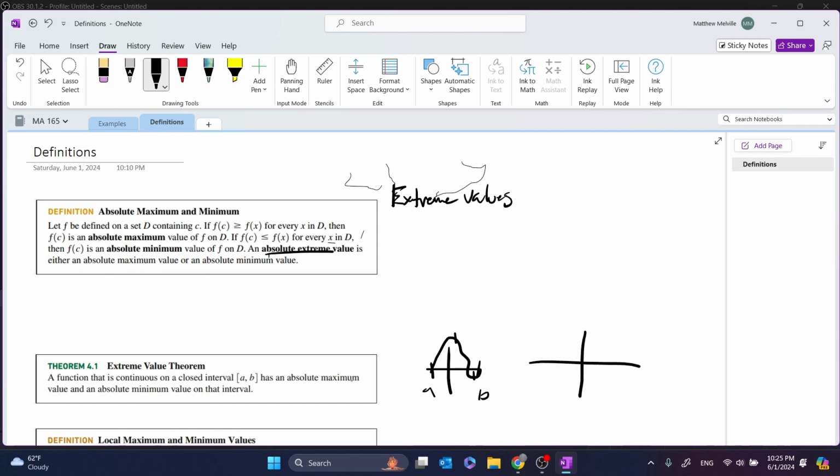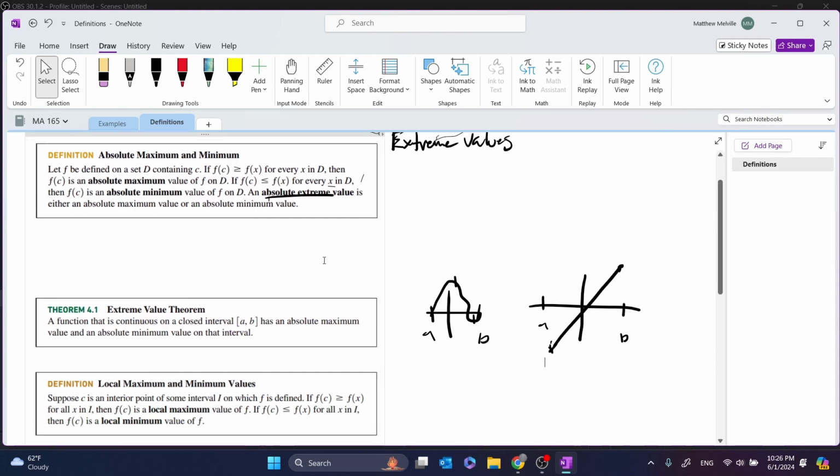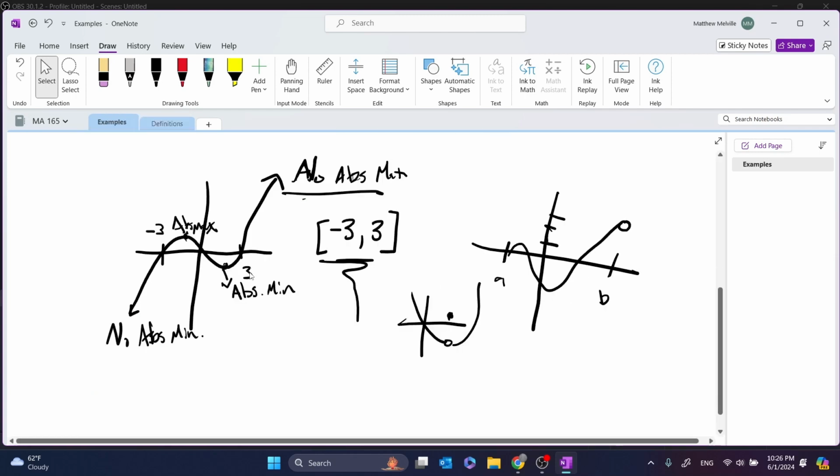Sometimes it'll look something like this. So the endpoints are your maximums or minimums. Okay, so these are absolutes, like the biggest things in the whole interval or the whole graph. We also have what we like to call local maximum and minimum values, which is that if there's anything that's bigger than everything close to it in a small area, some interval I, then it's a local maximum or local minimum.